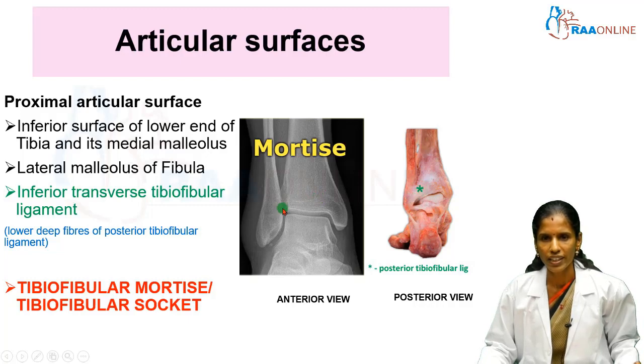So joining these three components, that is the lower end of tibia, fibula along with this inferior transverse tibiofibular ligament, these three components together we call it as tibiofibular mortise or tibiofibular socket, which forms the proximal articular surface.